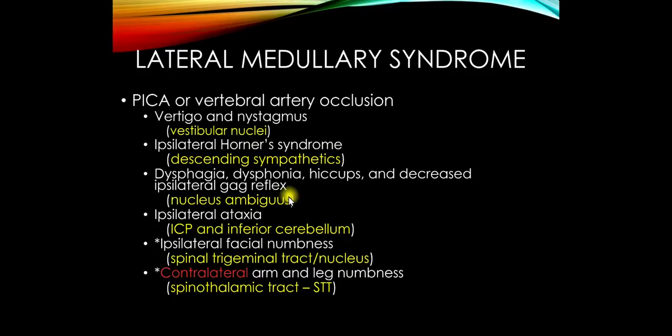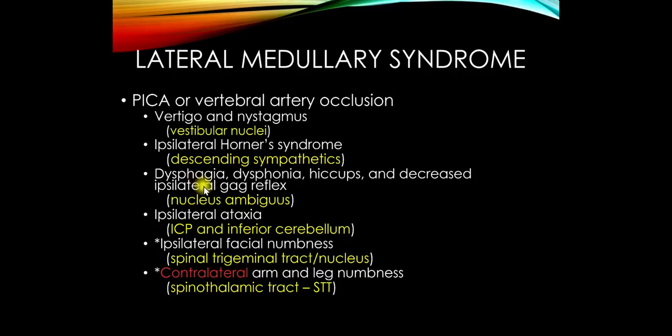The nucleus ambiguus, we've emphasized, is in the lateral medulla. And so a major feature of lateral medullary syndrome is dysphagia. These patients are at very high risk of getting an aspiration pneumonia. What that means is they try to eat or drink something, and because the swallowing mechanism is disrupted from the lesion of the nucleus ambiguus, food goes down to the lungs, and then they get a pneumonia. So patients with lateral medullary syndrome should not be eating or drinking.